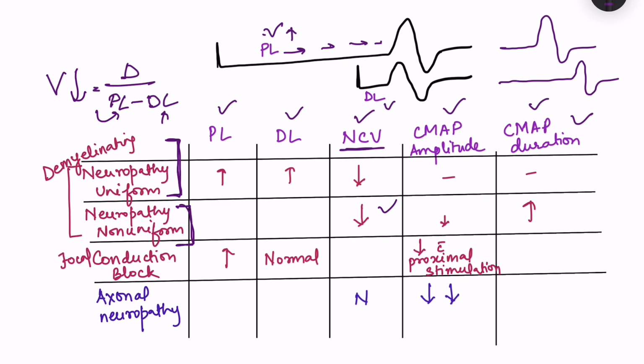So if you stimulate proximally, some action potentials will reach fast, some action potentials will reach slow to the motor units, okay? So we will have CMAP amplitude which is decreased because it will not sum up simultaneously, right? And CMAP duration is going to increase, right? Then there is focal conduction block.